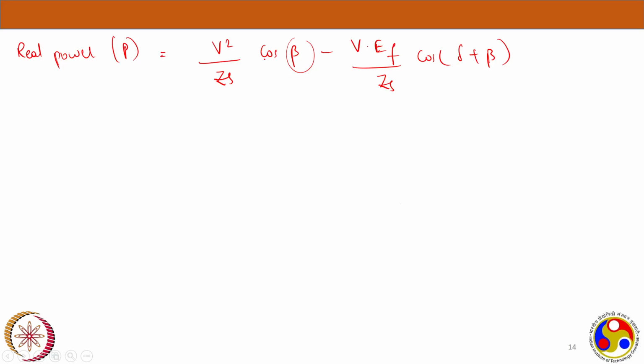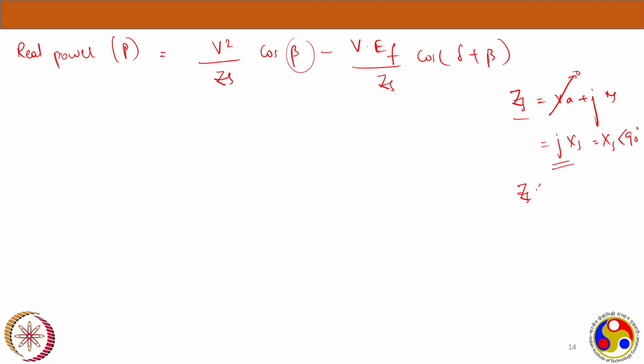So usually the resistance will be very small in magnitude. If you neglect it, your ZS will be nothing but JXS, nothing but XS at an angle of 90 degrees, right? J is 90 degrees. Now your ZS at an angle of beta will be XS at an angle of 90. So you replace ZS by XS and beta by 90 in here.